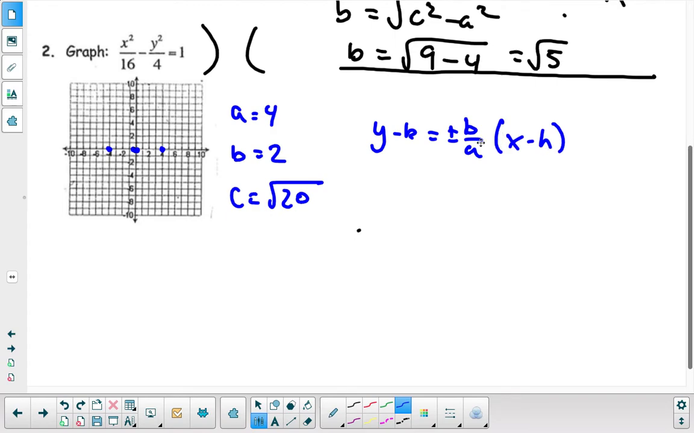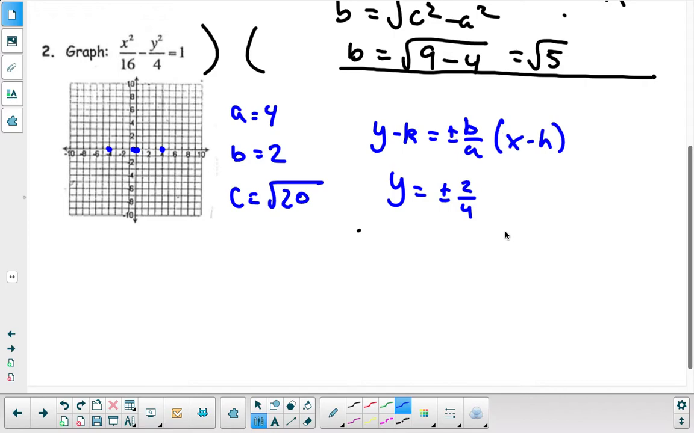Again, if it's opening up and down, it's a over b. That's the only difference between the two. Y minus k is y minus 0, because the center is 0, 0. So y equals plus or minus b over a x.